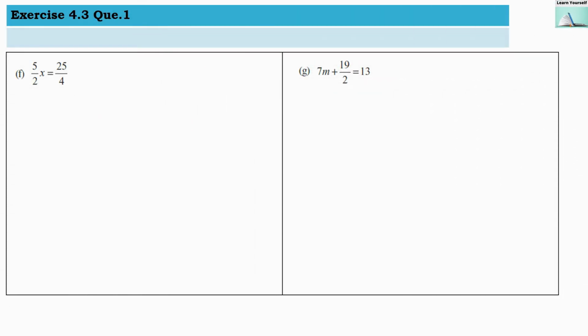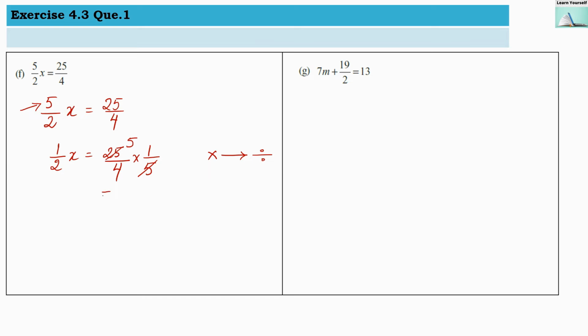Our F equation is 5 by 2 into x equals 25 by 4. Now let us change the side for 5, which is in multiplication, so it will go to division. I will get 1 by 2x equals 25 divided by 4 into 1 by 5. 5 is in multiplication, it has changed side and gone to division in the denominator. Now 5 fives are 25.